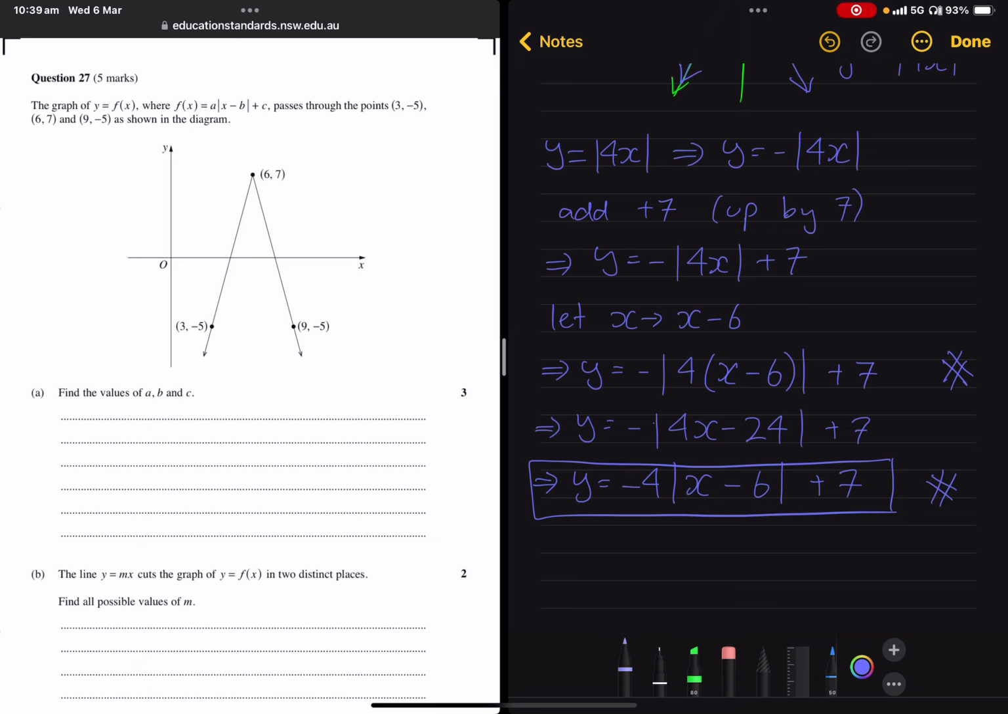Now we can read a, b, and c directly from this. A has to be minus 4. It's the term at the front. B has to be 6. Note, it's not minus 6 because we have an x minus 6 in here, and it's given the equation in the form a times absolute value of x minus b. So this means b, in fact, is plus 6. And then c is going to be 7. So a is minus 4, b is 6, c is 7.